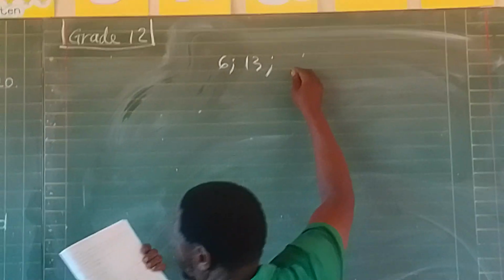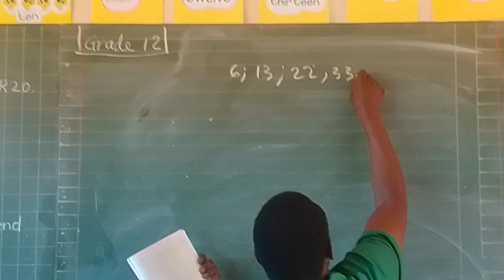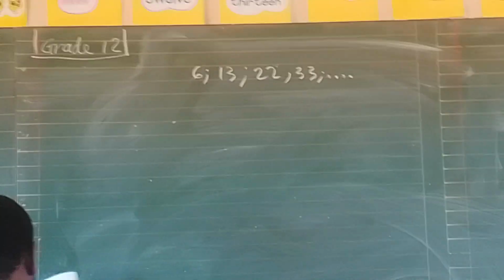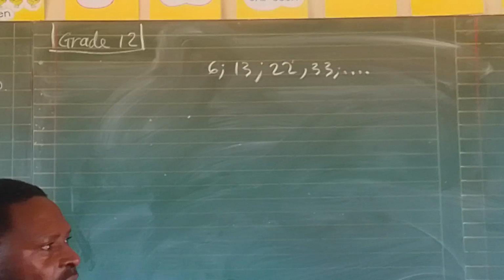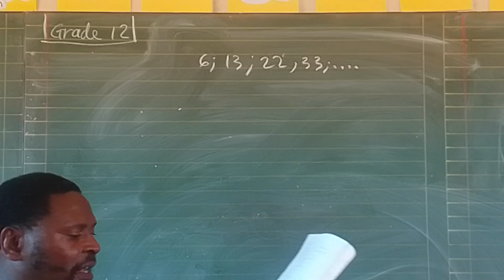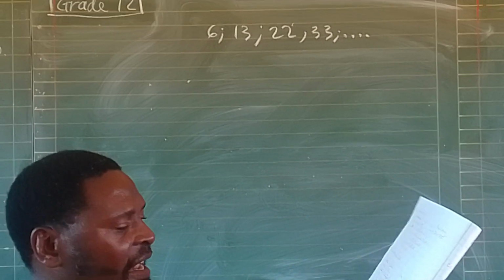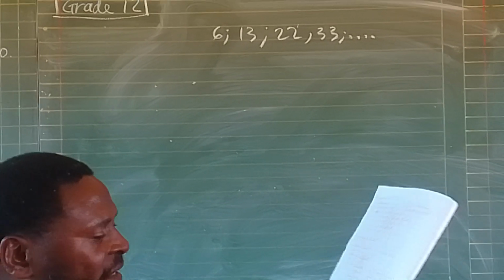consider the following pattern: 6, 13, 22, 33, and so on. The first question says, show that it is a quadratic number pattern. The second question wants us to write down the next two terms of the number pattern. Then the last one says, hence find the nth term as well as the 100th term.